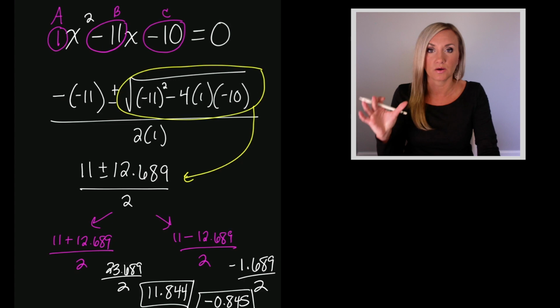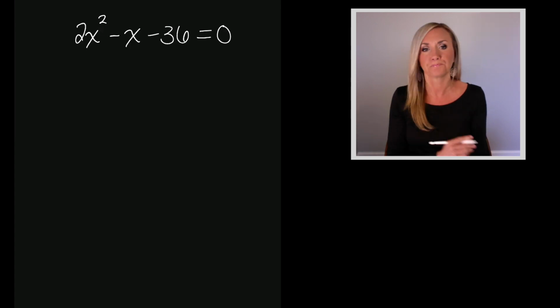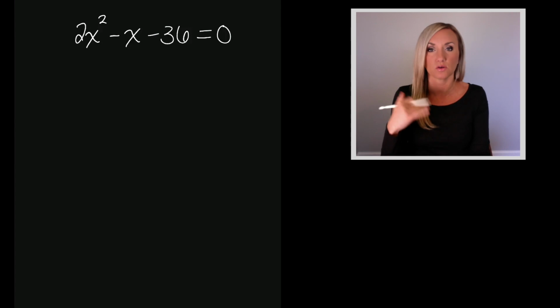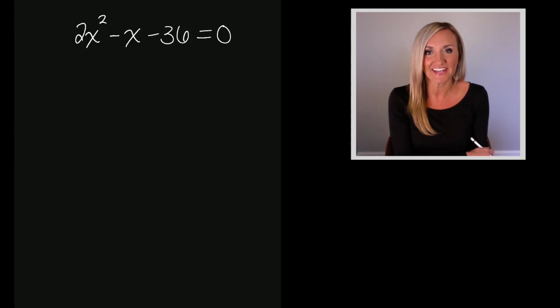Okay, so let's do the third and final example for today's lesson. And I want to give you your own to try. And so let's do 2x squared minus x minus 36 equals 0. Don't forget the b is negative, the c is negative, and go ahead and plug those in. All right, so try this out and then press play when you're ready.